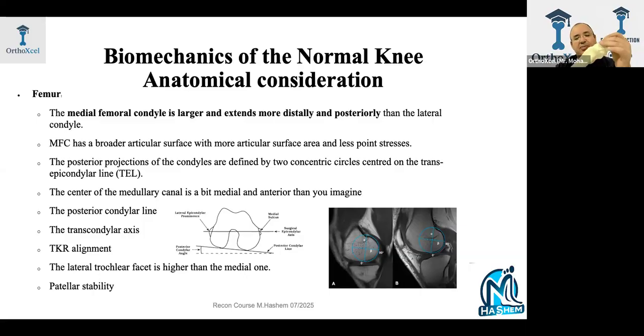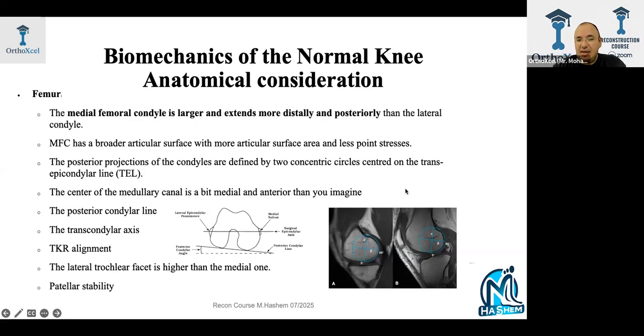So it moves mainly in three planes. Flexion extension is the main plane. It rotates in and out, and it slides up and down, so anterior and posterior. You need to understand that the medial femoral condyle is larger than the lateral femoral condyle, larger in 2 dimensions. So it goes more distal and more posterior.